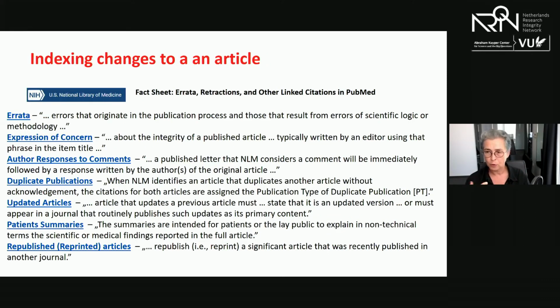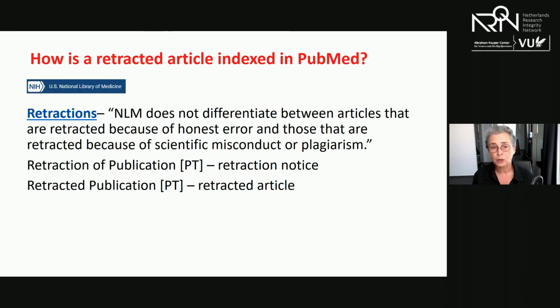And this creates confusion, because what we as journal editors would like to do and think of as a new way, like the retraction with republication thing, doesn't fit into the bibliographic structure of PubMed. So this is just a fact sheet from PubMed that says, okay, these are the things that we do. We can publish errata, we can publish expression of concern, and we're going to mark it and index it as such, and so on. But retraction is retraction. They don't differentiate between articles that are retracted because of error or anything else that can be scientific misconduct.